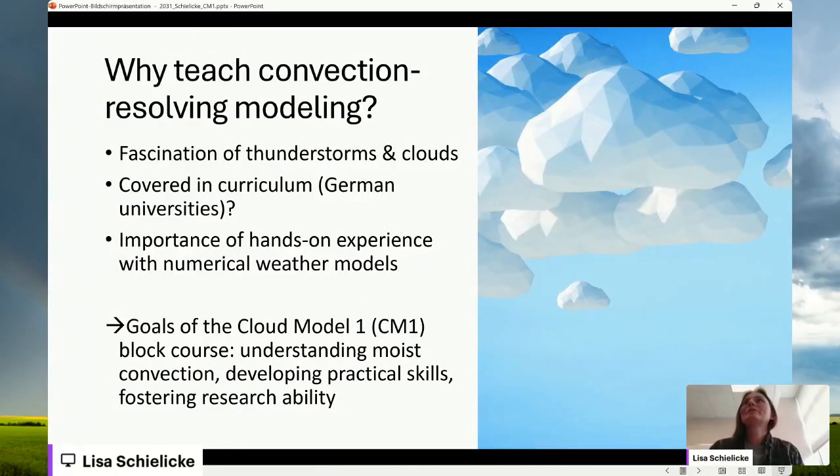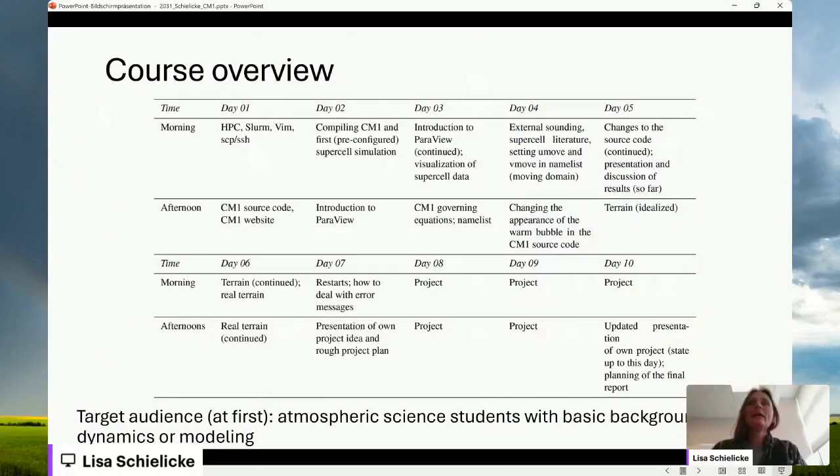numerical weather data analysis or to weather services, where they then form or shape the future models, either weather models or climate models. So the goal for this block course was to understand moist convection, develop practical skills, and foster research ability.